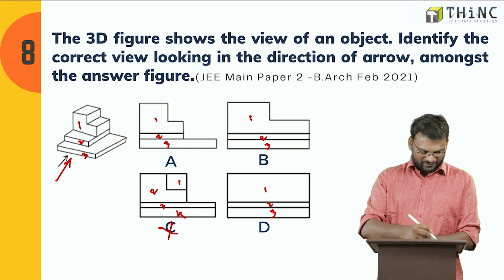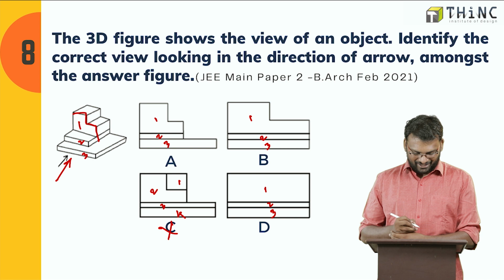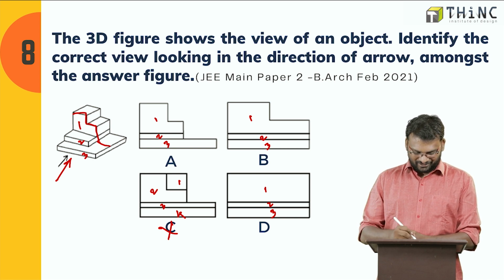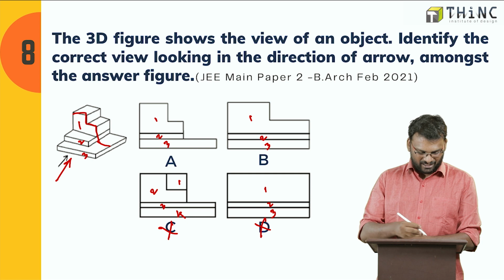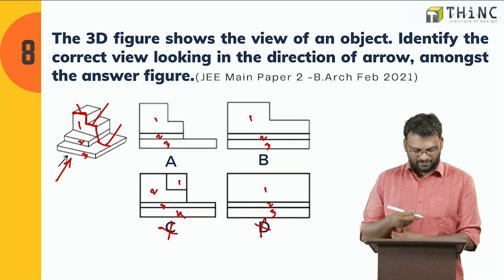Option B. Okay, you can find a step-like structure here. So option D is eliminated because steps are not there. When you come to option A and B, count the number of steps. 1, 2, 1 step over here, 1 step over here, and the 3rd step at the bottom. Okay, so 3 steps you can find.